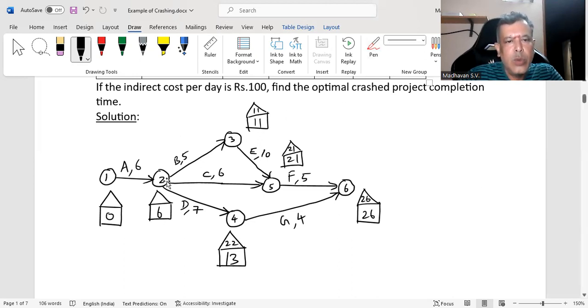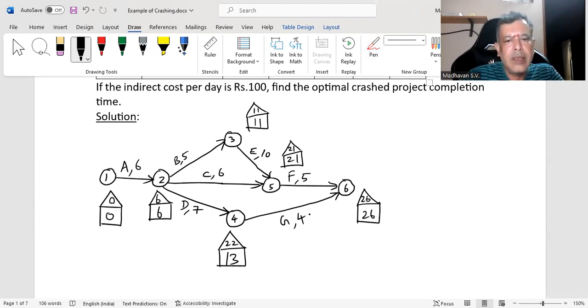At node 2, you check how many back arrows. You have actually got 3 back arrows. One is from 3, one is from 5, one is from 4. If it is from 3, it is 11 minus 5, 6. If it is from 5, it is 21 minus 6, which is 15. If it is from 4, it is 22 minus 7, it is 15. You need to choose the least when you come backward. So 11 minus 5 is the least, so you write 6 here. When you come to node 1, you check how many back arrows. It is only 1, which is from 2. So 6 minus 6, you write 0 here.